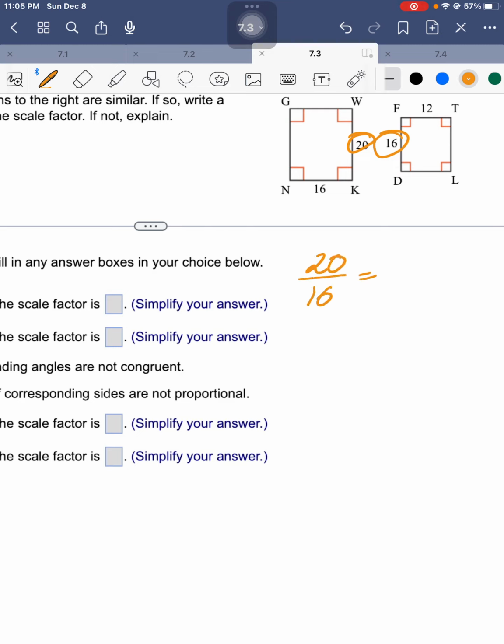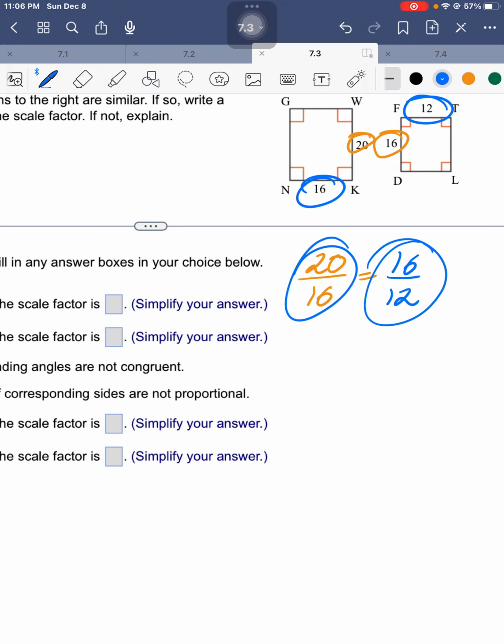So 20 is to 16 as 16 is to 12. Now, you could simplify this and see if they are equal, which is fine. You can do that. But if you have your calculator, you can also just cross multiply. And if the answer for the cross multiplication is equal, then you know that the proportion is also true.